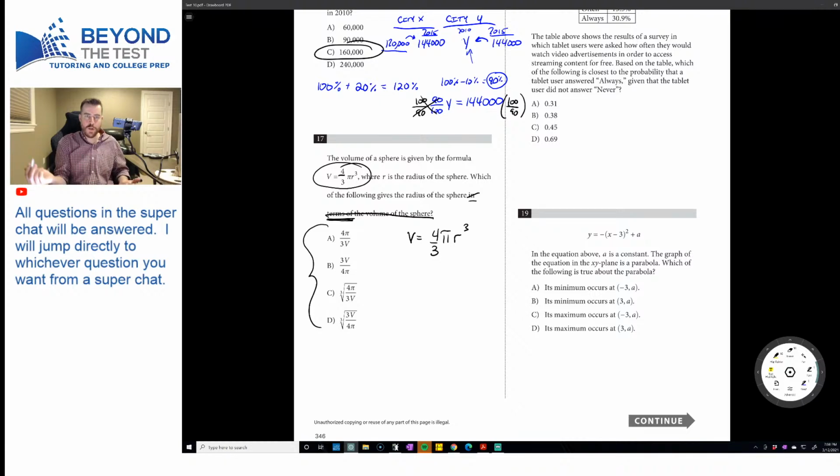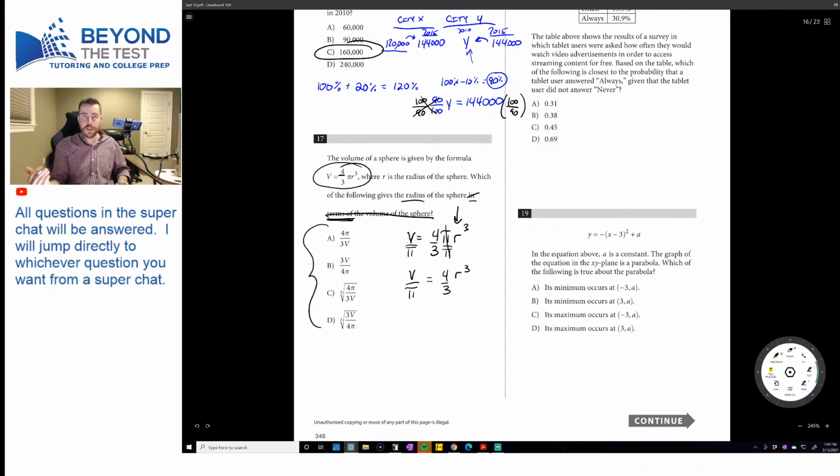Okay, so which one gives us the radius? Solve for r. That's what it's looking for. Find r. So we're going to go ahead and do that here. In order to do that, I can start by dividing both sides by pi. So we get v over pi is equal to 4/3 r cubed.